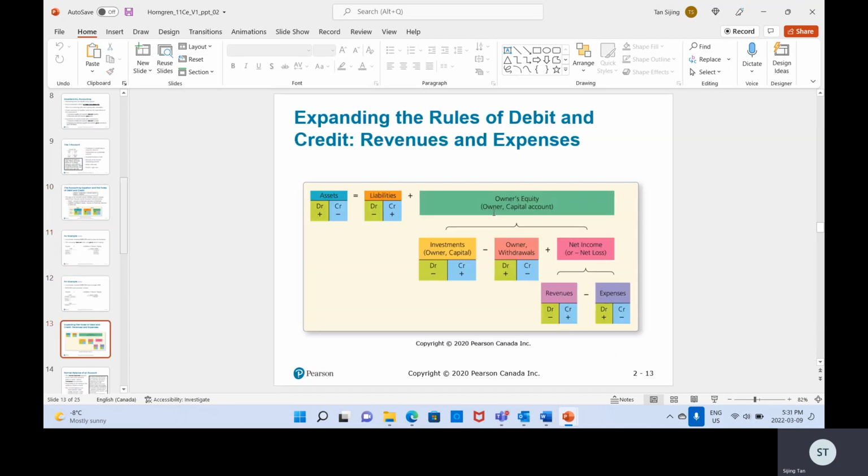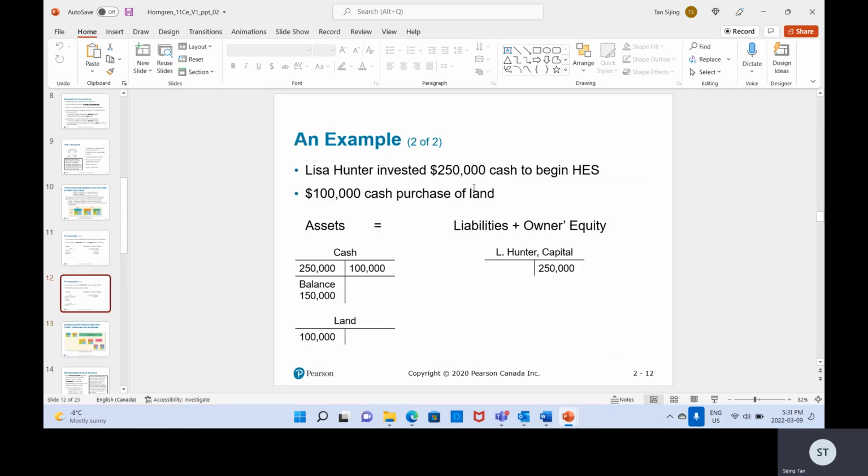And here are examples. Alyssa invests $250,000 cash. The asset cash increases on the debit side, and the $250,000 increases owner's equity. So owner's equity increases on the credit side, right? Now $100,000 cash is used to purchase land, so the land increases on the debit side, $100,000, and the cash we spend decreases the cash on the credit side. So this is how a business transaction affects your T account.